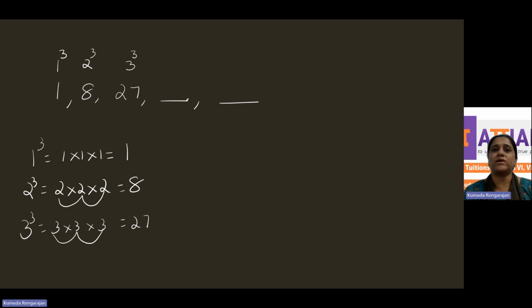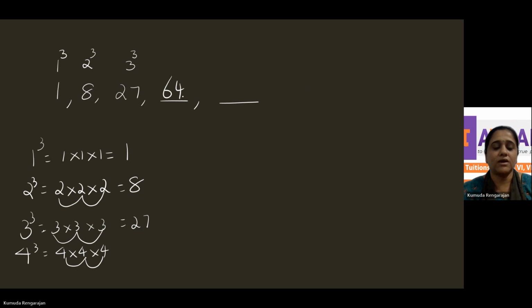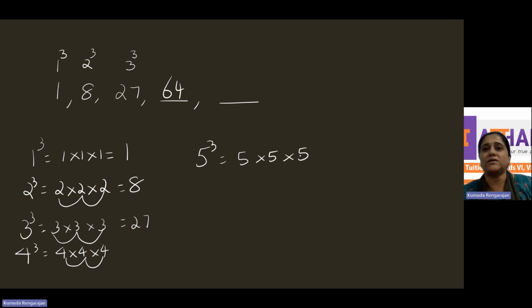So now guess the next one. What will be the next one? 4 cubed, right? Which is 4 into 4 into 4. What is 4 into 4? 4 into 4 is 16. 16 into 4 is 64. And the next one should be 5 cubed. What is 5 cubed? 5 into 5 into 5. Tell me the product. 5 into 5 is 25.